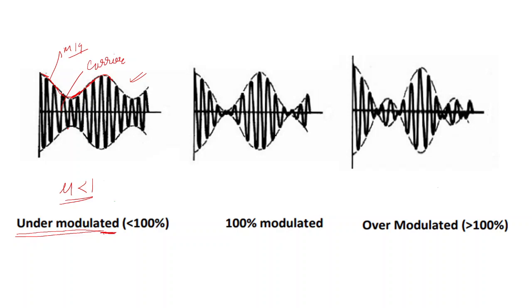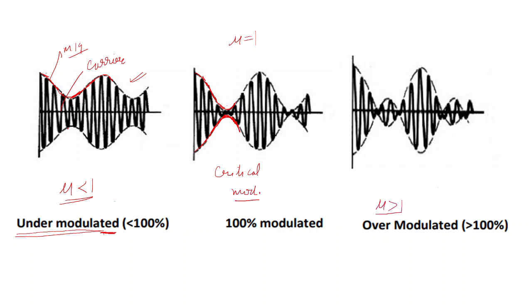Either you write here under modulated or under modulation. Next, when mu is equal to 1, you will see here this is a message signal, and here this message signal is varying in this way. The upper and the lower sideband are represented in this way. Here you can observe there is no overlapping. So this is also known as the critical modulation.